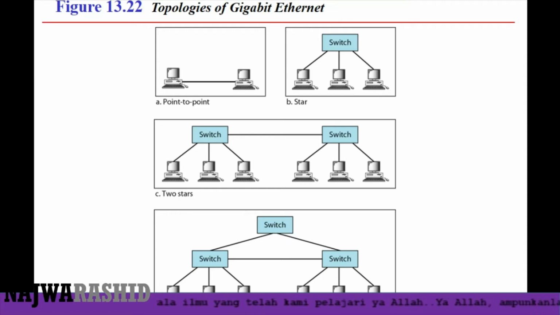For the topologies of the Gigabit Ethernet, we use the star topology. Here we have point to point. This one is star, this one is two stars, and then this one is the hierarchical of stars. We can have multiple stars inside one star.